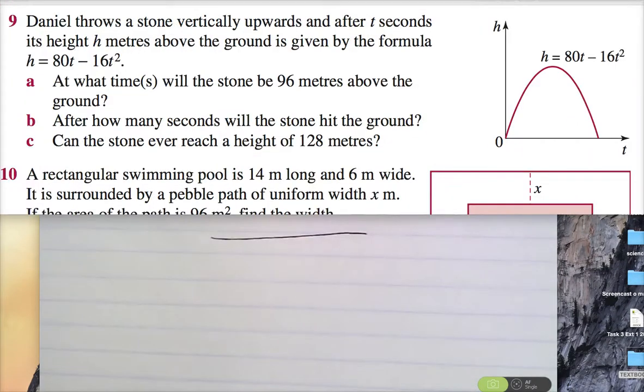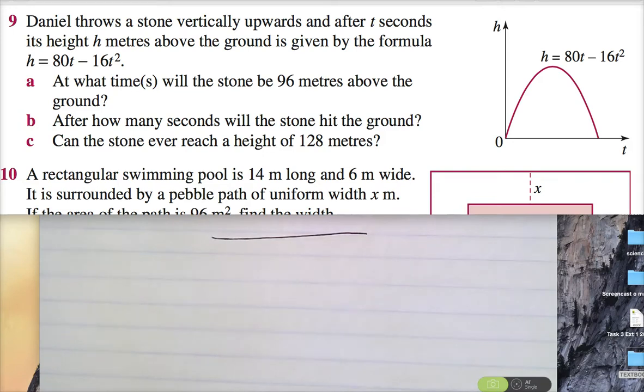Point 6, question 9. Here we can see a parabola, girls. This is called a parabola. We haven't learnt about parabolas yet. But if I sketch h equals 80t minus 16t squared, I will get that. Now, you haven't learned how to sketch parabolas yet.